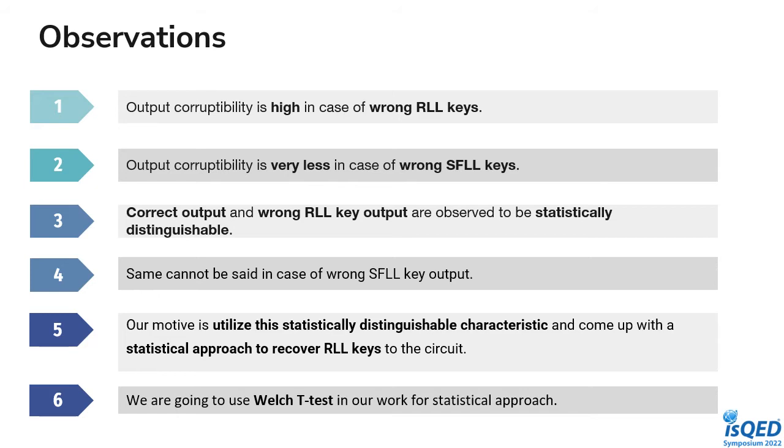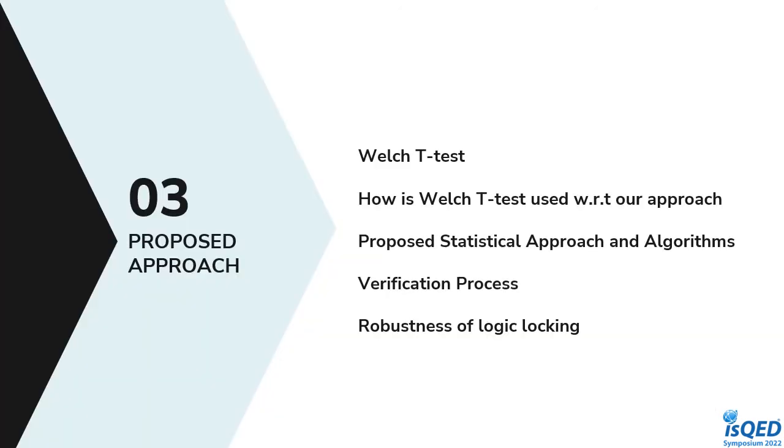So we can say that the correct output and the wrong RLL key output are statistically distinguishable, and the same cannot be said about the wrong SFLL key output. Our motive here is to utilize this statistically distinguishable characteristic and come up with a statistical approach to recover the RLL keys of the circuit, and for doing so we will use the Welch t-test. For the proposed approach we will discuss these topics.